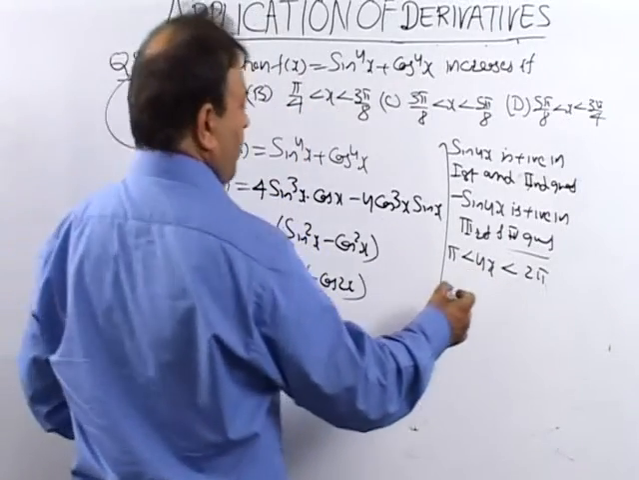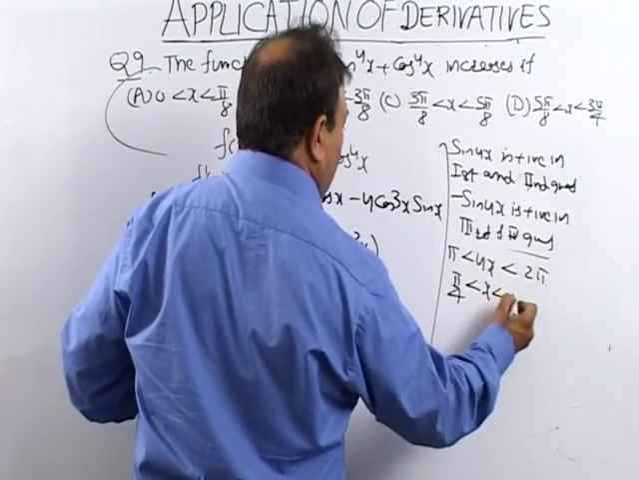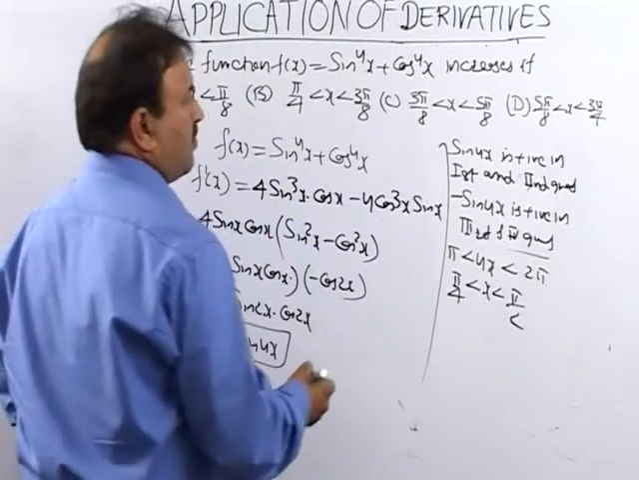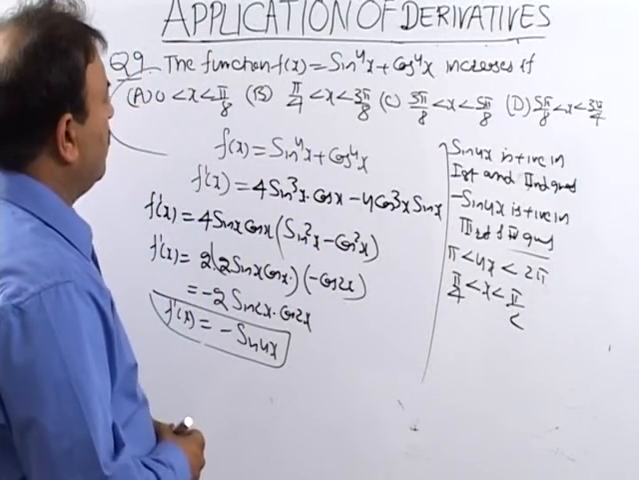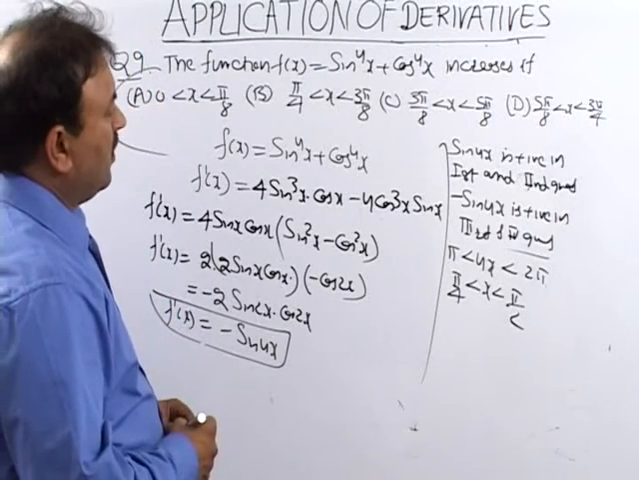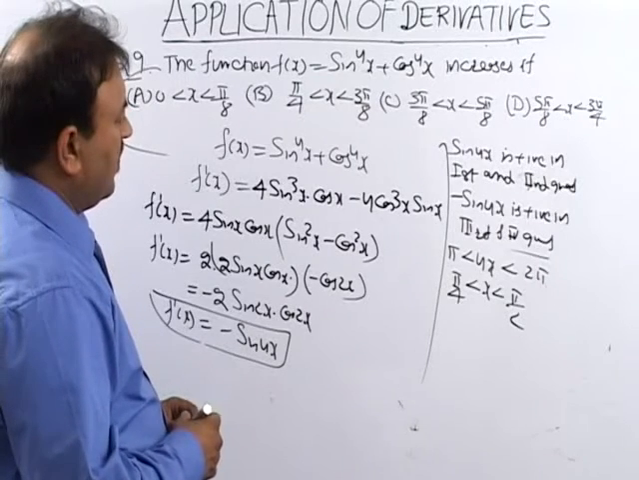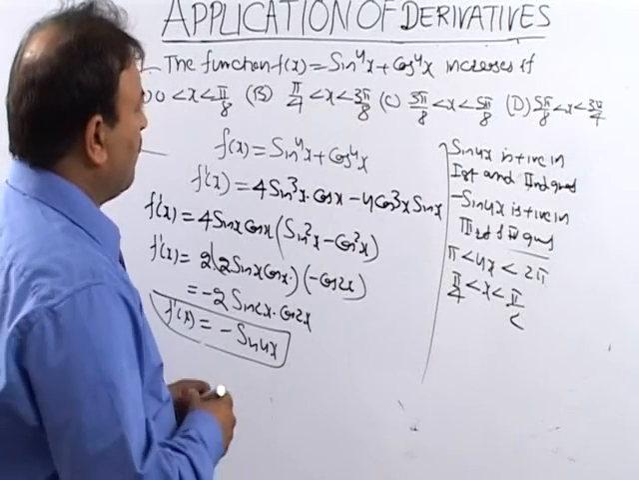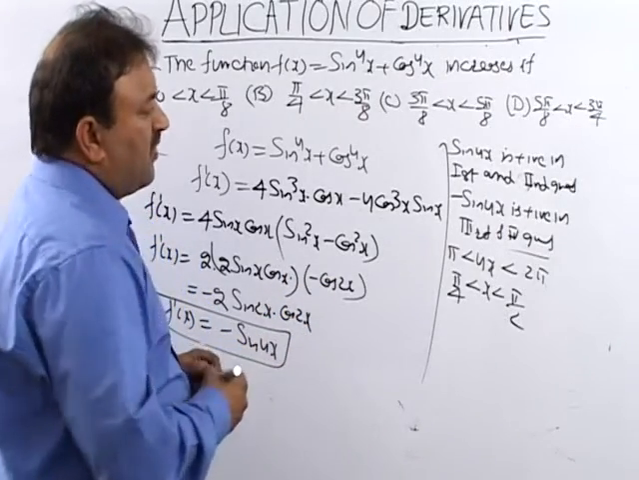It comes out to be x lies between pi by 4 and pi by 2. Now which intervals have been given? They are 3 pi by 8, 5 pi by 8, and pi by 4. Now we check which interval it will be, starting with 3 pi by 8.